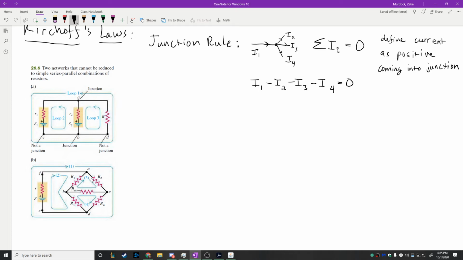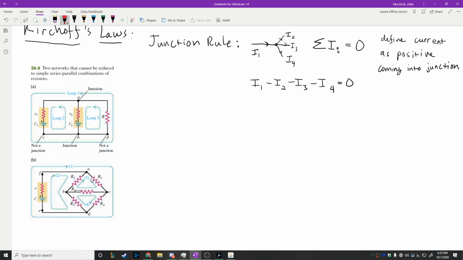A junction is usually a place where you have like a T, or a place where you have at least 3 wires. If you just have 2 things connected together, that's just going to be a corner. So this is not a junction here, but this point and this point are both junctions. Okay?